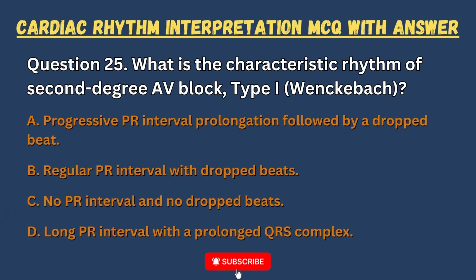Question 25. What is the characteristic rhythm of second-degree AV block, type 1 Wenckebach? A. Progressive PR interval prolongation followed by a drop beat. B. Regular PR interval with drop beats. C. No PR interval and no drop beats. D. Long PR interval with a prolonged QRS complex.